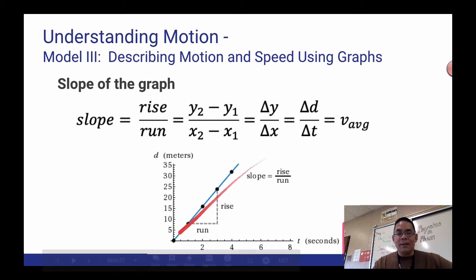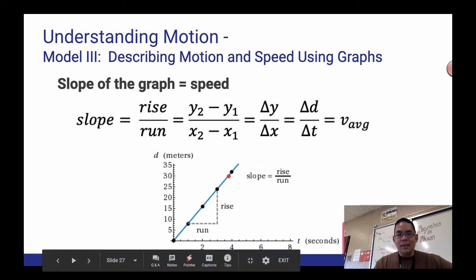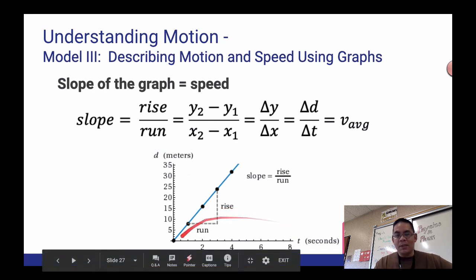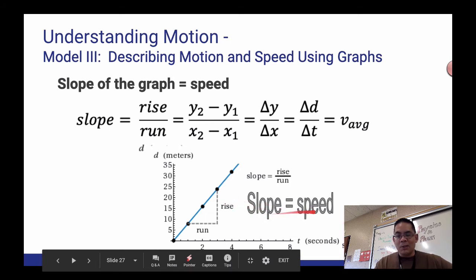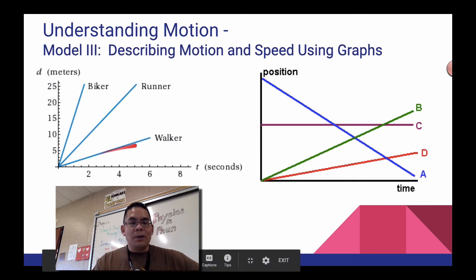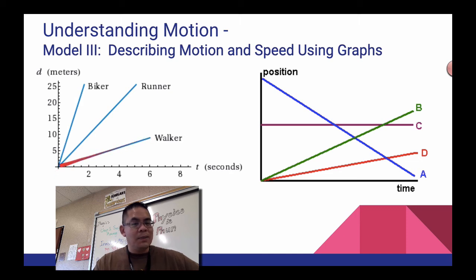So it turns out that the slope here is speed. The slope of a graph for a position-time graph, or distance versus time, tells us the speed. And so it's important for you to make that note. The slope is the speed when looking at a distance versus time graph. Now, as we look at different types of graphs, here's one for a walker, here's one for a runner, here's one for a biker. Does it make sense that the slope is getting steeper and steeper for each of these? A biker can go much faster than a runner, who can go much faster than a walker, and the steeper the slope, it means that they're moving faster and faster.